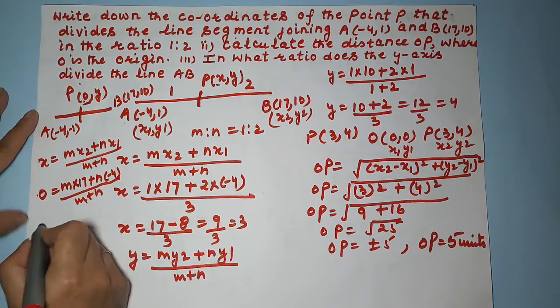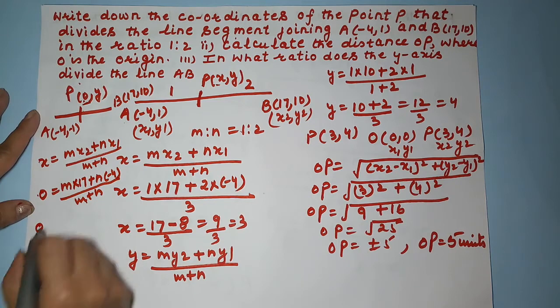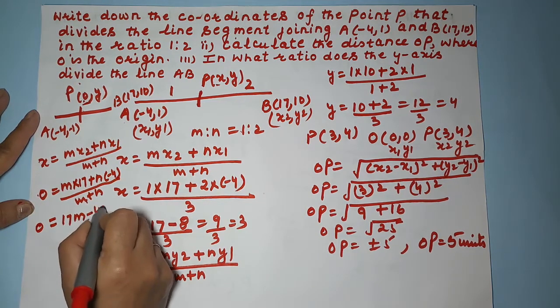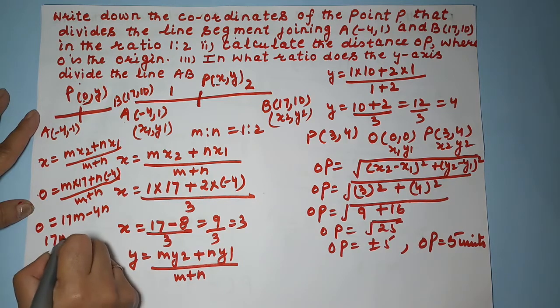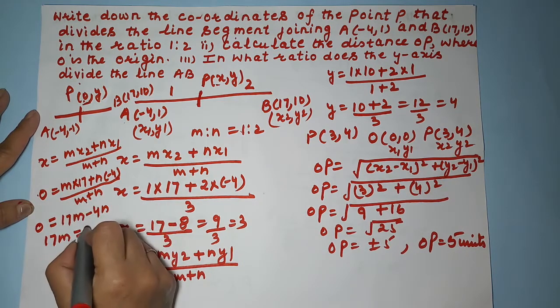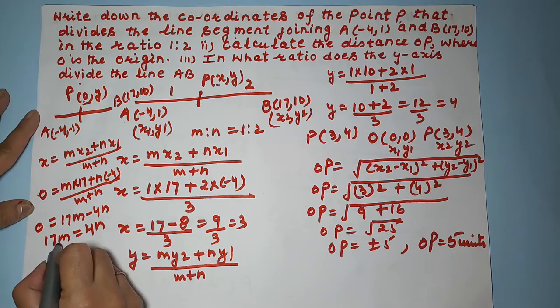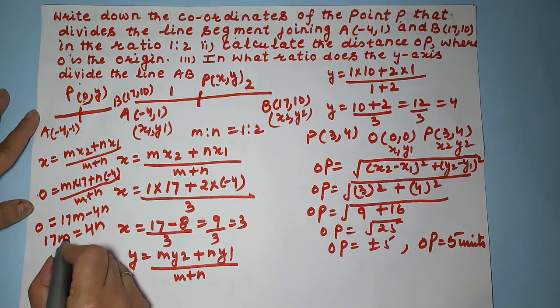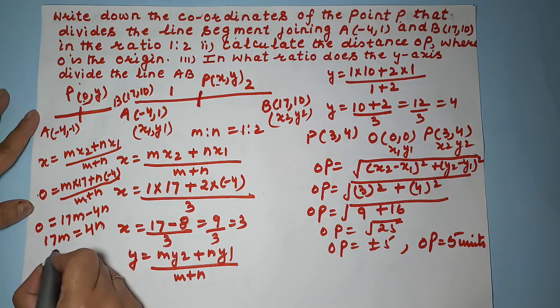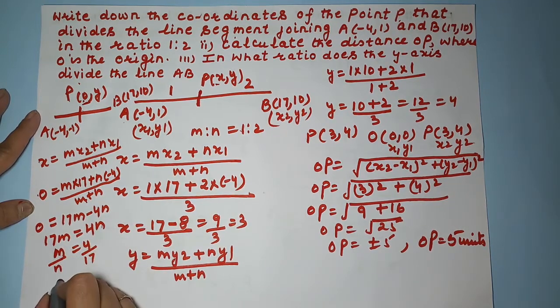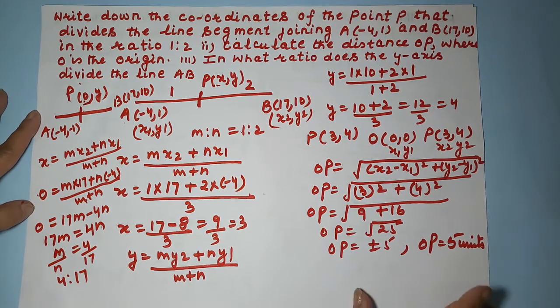Now cross multiplying, this will go here and become 0, and this is 17m minus 4n. So if I shift this 4n to this side, it will become 17m equal to 4n. So shift this to this side, it will become m here and n here. So m upon n is equal to 4 upon 17. So my ratio is 4 is to 17. Right?